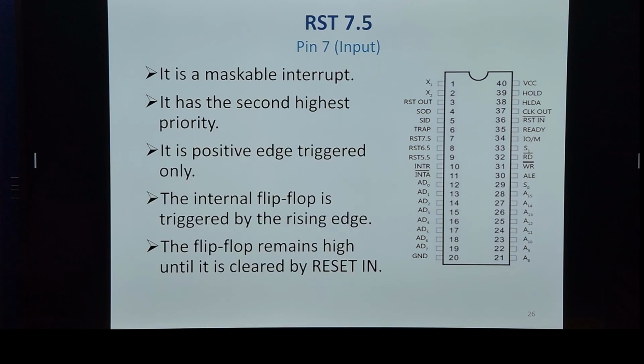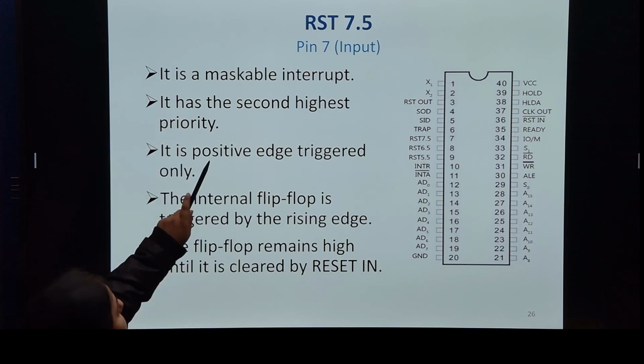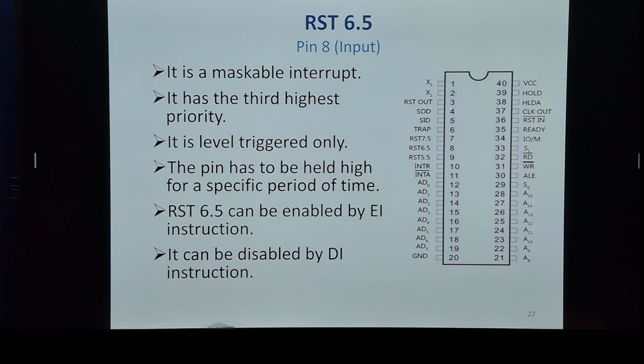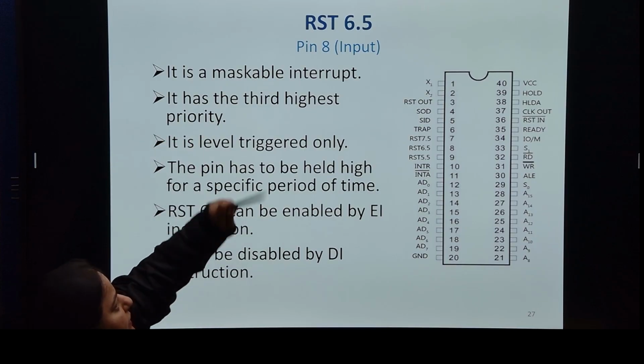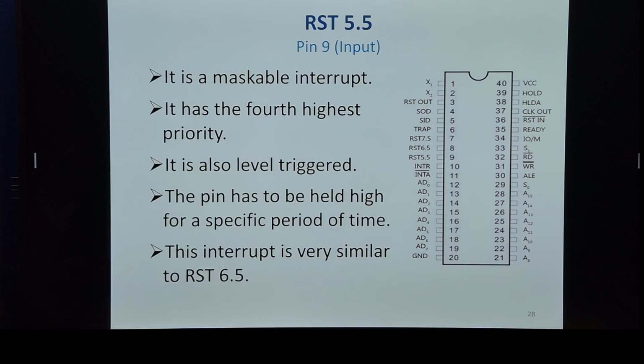Similarly, the second one is RST 7.5. Here again the same categories: maskable interrupt, second highest priority, positive edge triggered. Then the third interrupt is RST 6.5. Again the same categories: it is a maskable interrupt, third highest priority, level triggered. Similarly for RST 5.5, again a maskable interrupt, fourth highest priority and also level triggered.